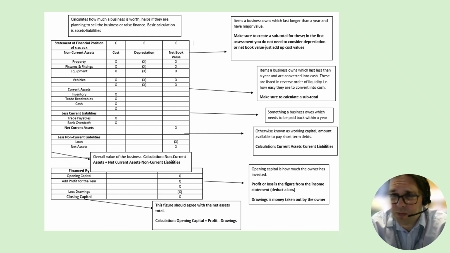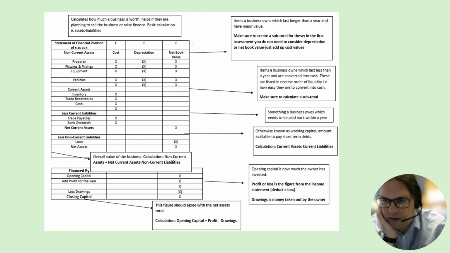First things first, statement of financial position is all about how much a business is worth. And the basic calculation, which you should be aware of, is it's just really your assets take away your liabilities is equal to your worth. And then your worth is the equivalent of capital, which is the amount of money invested by the owner or the amount of money the owner can take out.